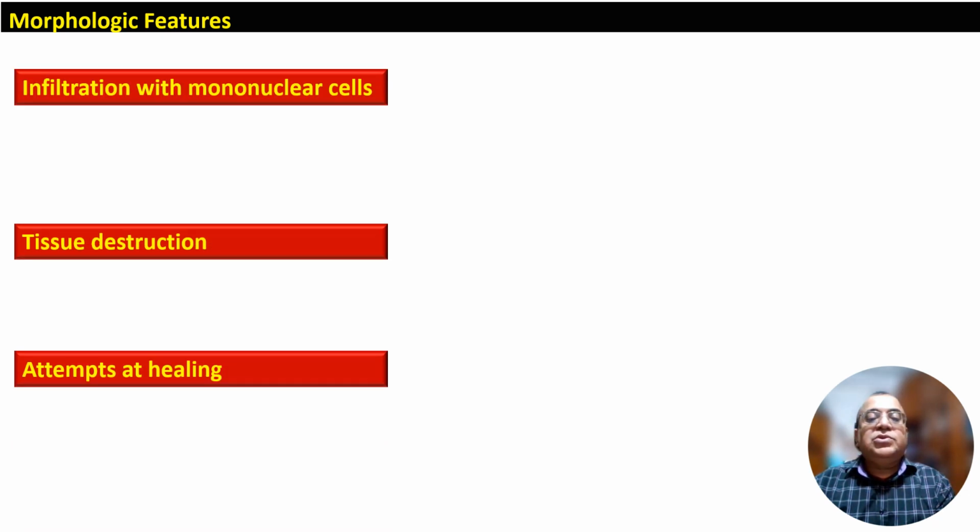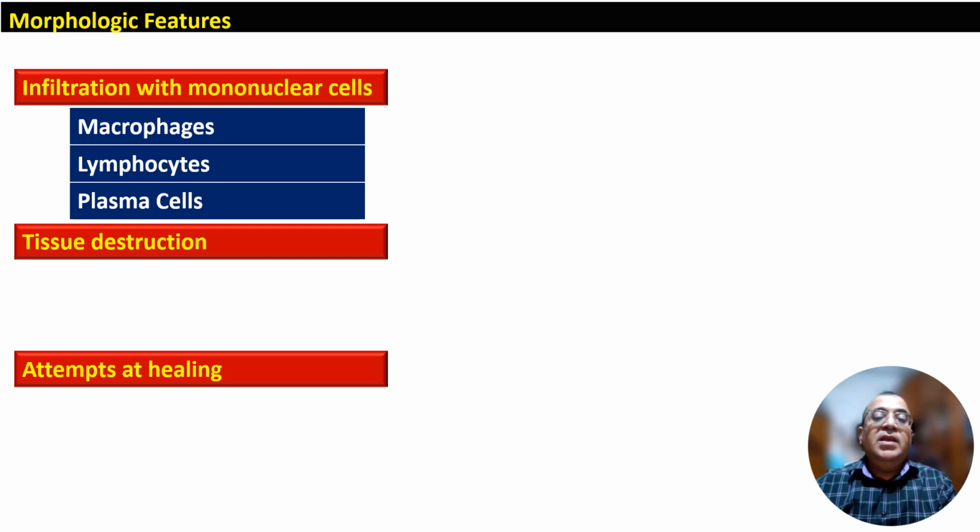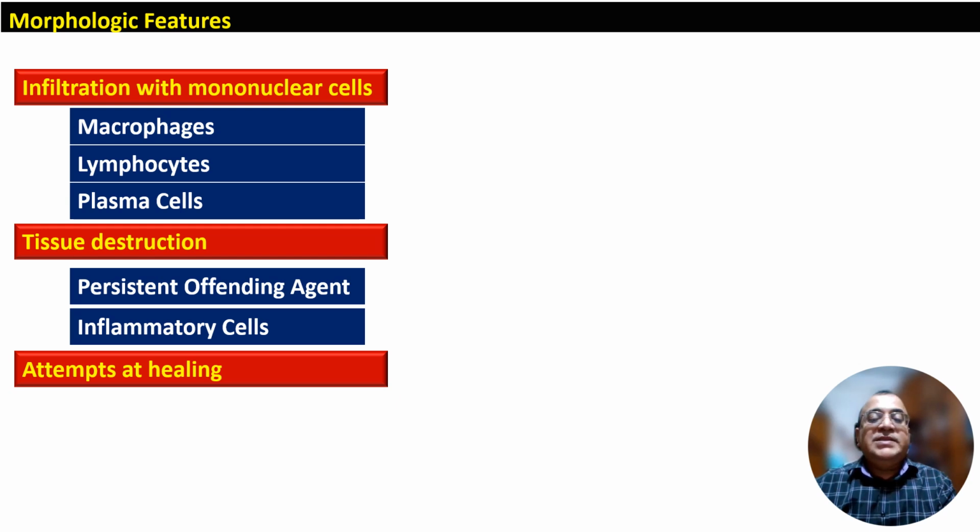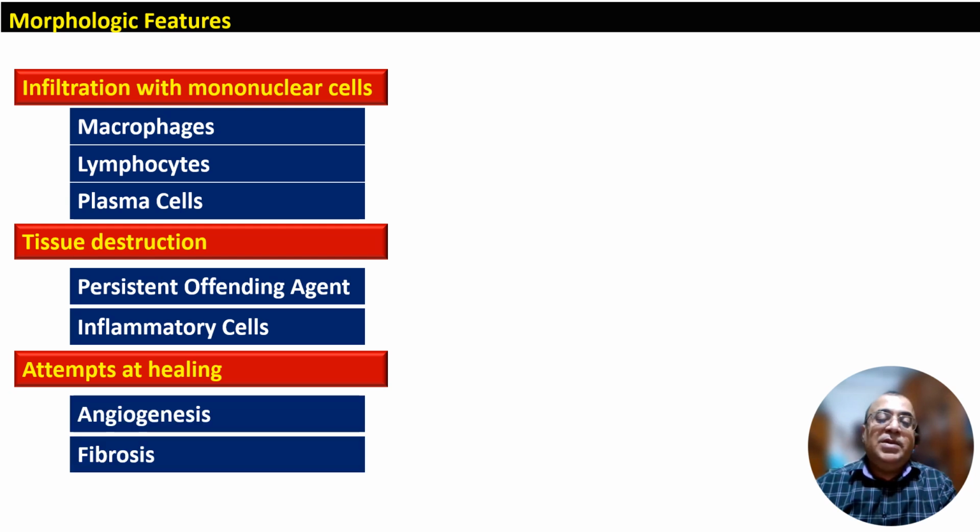So in contrast to acute inflammation, chronic inflammation is characterized by infiltration with mononuclear cells. There is tissue destruction and there is simultaneous attempt at healing. We have seen these three elements in the definition of inflammation, chronic inflammation also. So there is infiltration by macrophages, lymphocytes and plasma cells. There is extensive or limited tissue destruction with simultaneous attempt at healing that is characterized by angiogenesis and fibrosis.